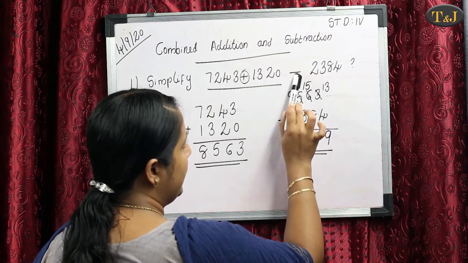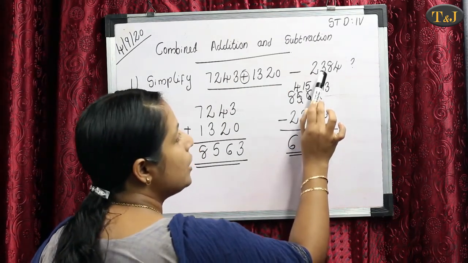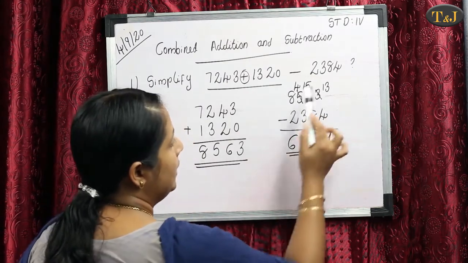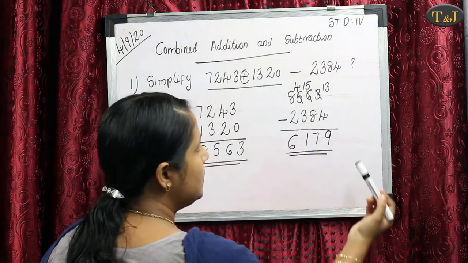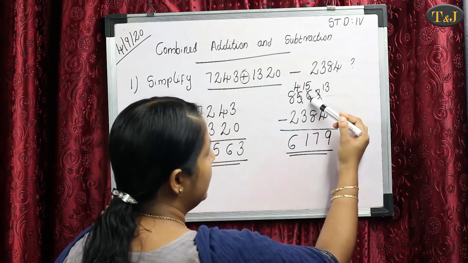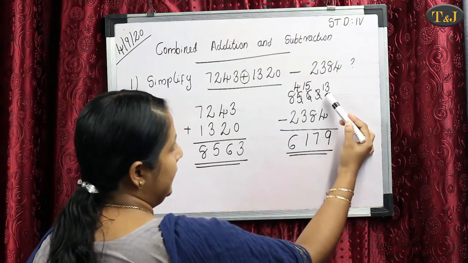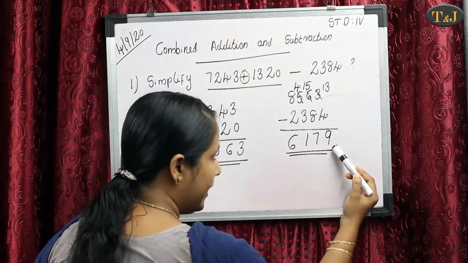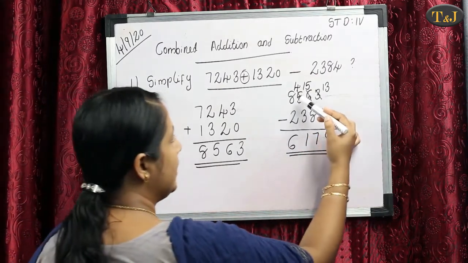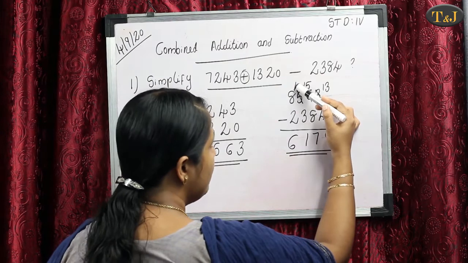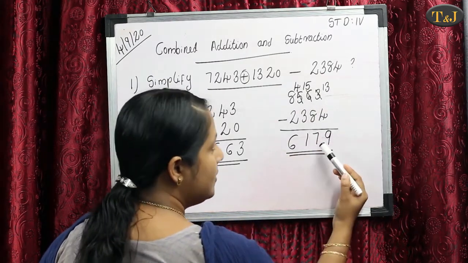8,563. Next our symbol is minus. So we write minus, and next our remaining number is 2,384. Then minusing that number, 3 minus 4 is not possible. So borrowing 1 here. Cut here 6 and write the number 5, and borrowing number is 13. Then 13 minus 4 equals 9. Then 5 minus 8 is not possible. So borrowing 1 here, cut the number 5 and write here 4. Then this number is 15. 15 minus 8 equals 7.